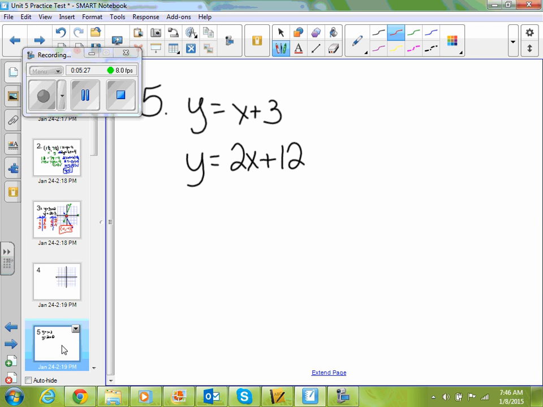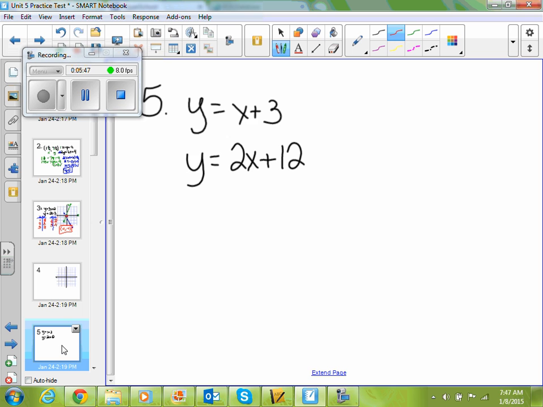Alright, I'm going to skip number 4 for now and go back to it later if we have time. Number 5. Solve each system by substitution, classify the system, and check your solution. So we're solving by substitution. We're not worried about classifying or checking the solution. We're worrying about solving by substitution.